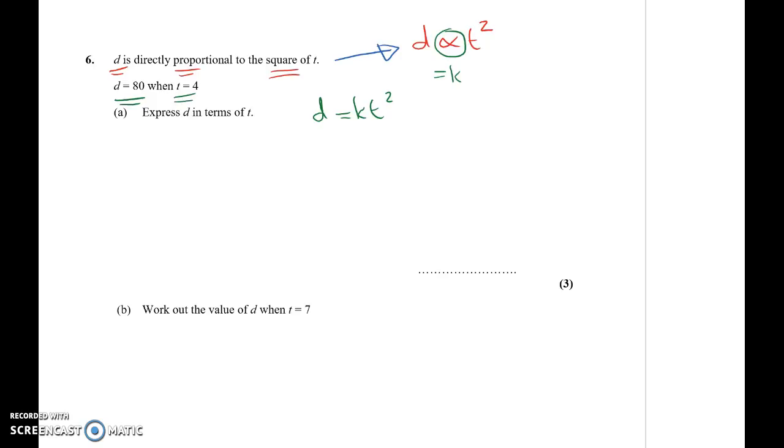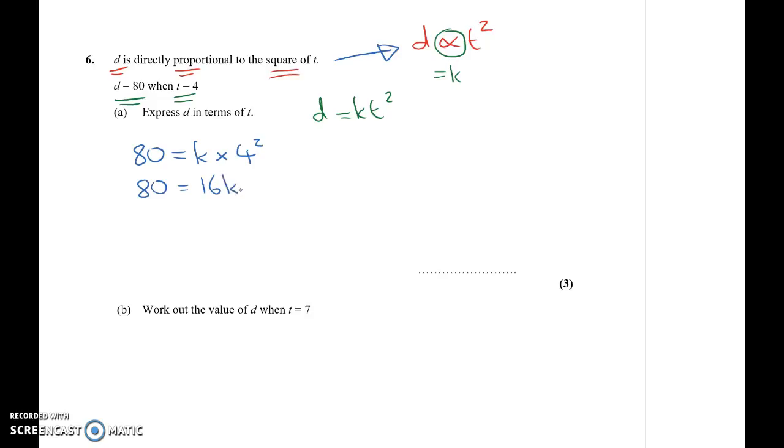So let's do that. D equals kt squared. When D is 80, I can write 80 is equal to k, we don't know what that is yet, times t squared. I've got t is 4. So if t is 4, t squared is going to be 16. So we've got 80 equals k times 4 squared, which is 16. So 80 equals 16k.